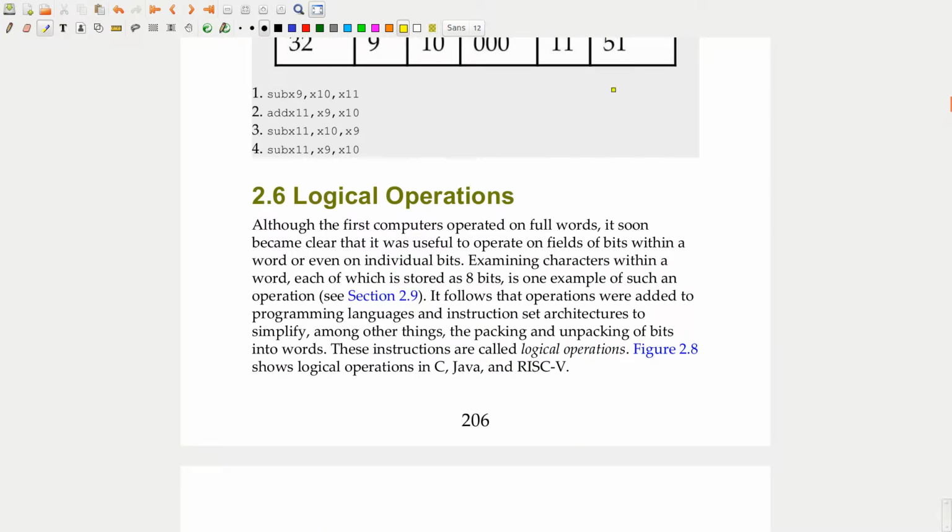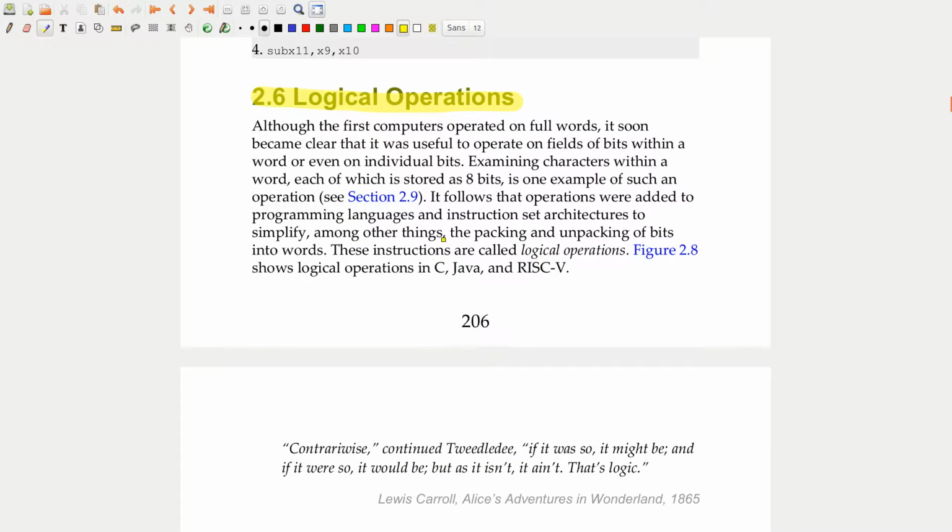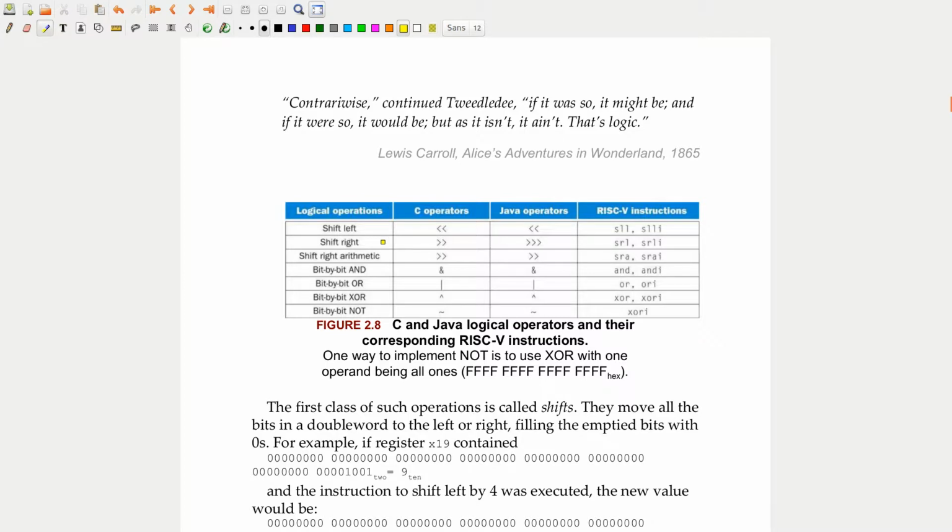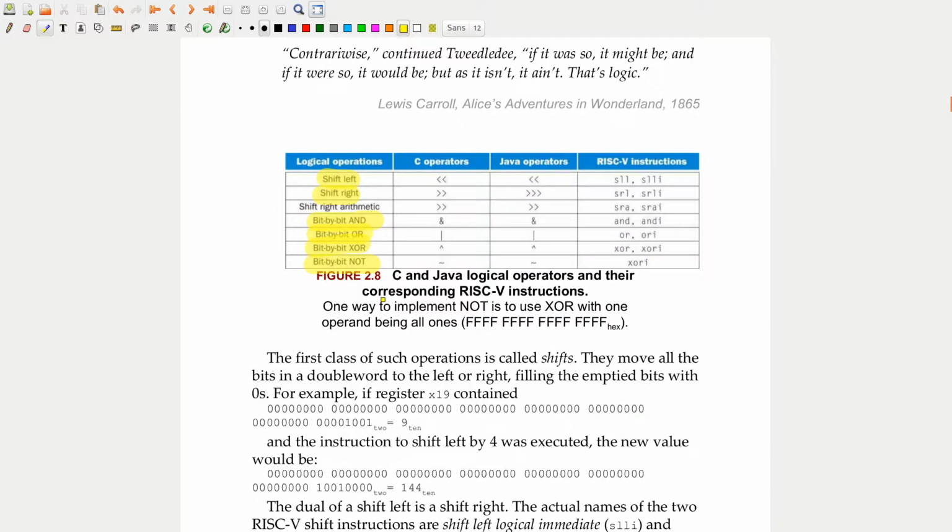So let's move on. We'll briefly go over logical operations, but I don't think this will be too confusing for most people. Although the first computers operated on full words, it became clear it was useful to operate on fields of bits within a word. Sometimes we only want to change certain parts of the data that we're working on. We can do this using shifts and then logical operations like OR, XOR, and NOT. It turns out that C and Java use the same as RISC-V.